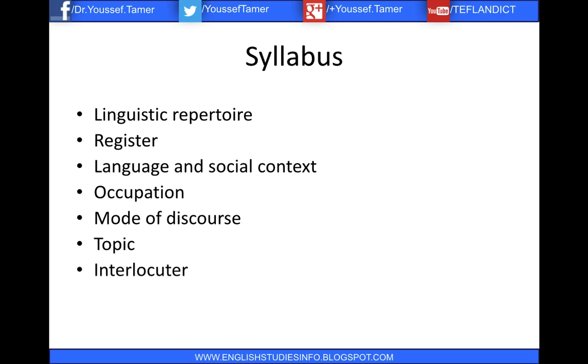Interlocutor is another kind of variable and concept we will deal with, and that affects language as well.